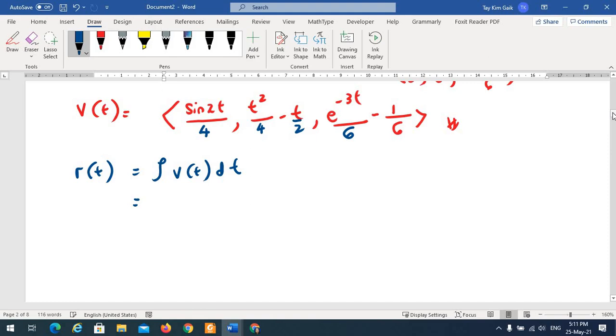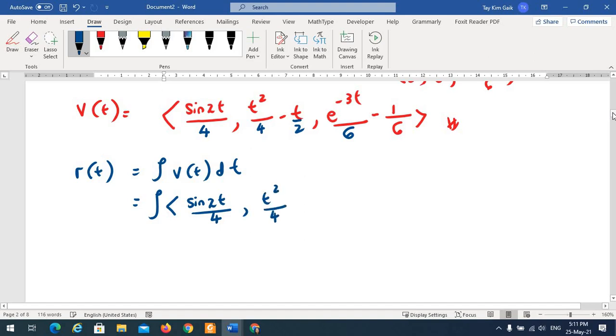Okay. So again, integrate like just now. Put it in the vector form. Integrate sin 2t over 4 i, t squared over 4 minus t over 2 j, and then component k is exponent negative 3t minus 1 over 6 k dt. Okay, integration of a vector, the result is still a vector. So integration, we must have an integral constant. So the integral constant in this case is vector C2.